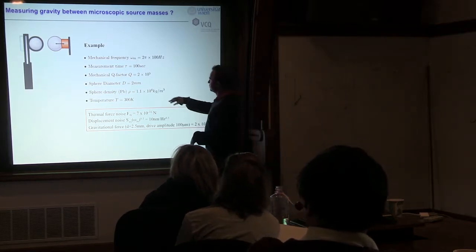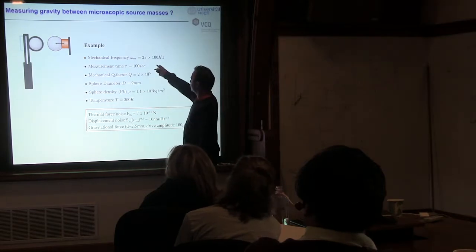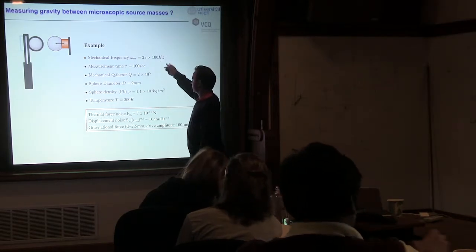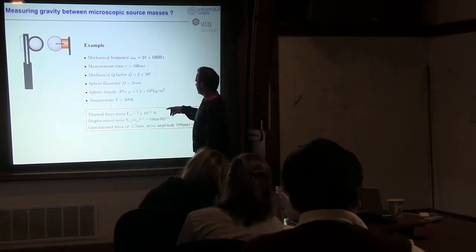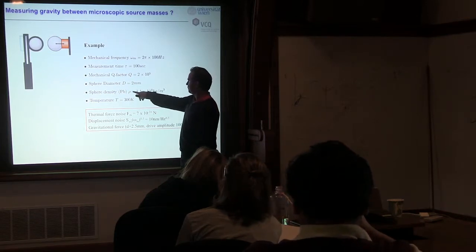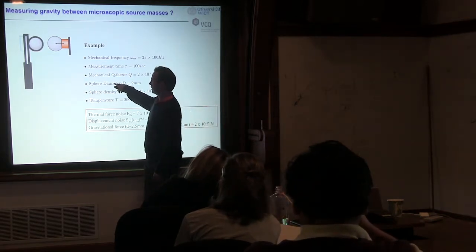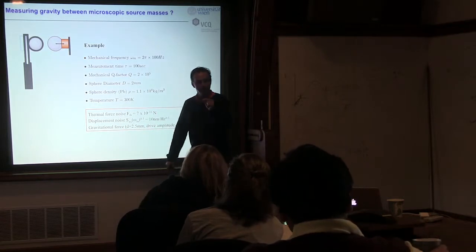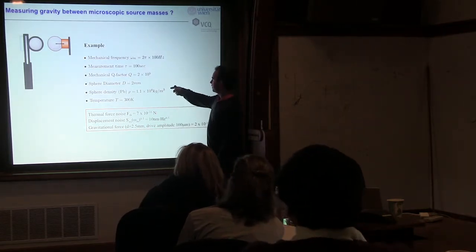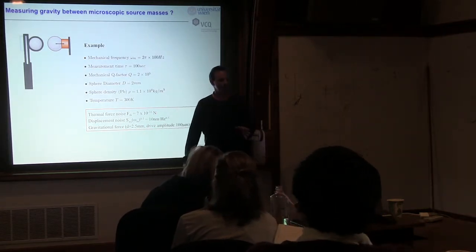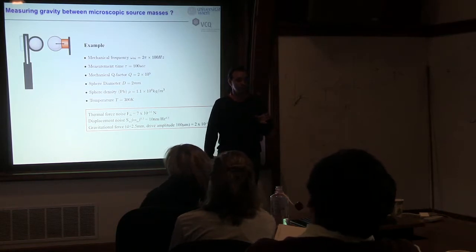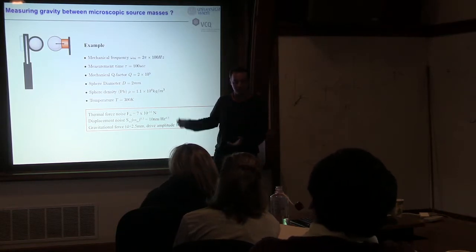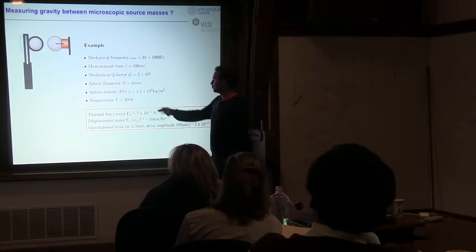If you do the calculations, let's take a cantilever, the frequency you can get down to is 100 Hertz or so. If you take a sphere, let's say with a radius of a millimeter, a lead sphere, the quality factor is on the order of 10 to the 5. That sounds reasonable, that you can achieve that with a mass-loaded cantilever at 100 Hertz. And it's a room temperature experiment.